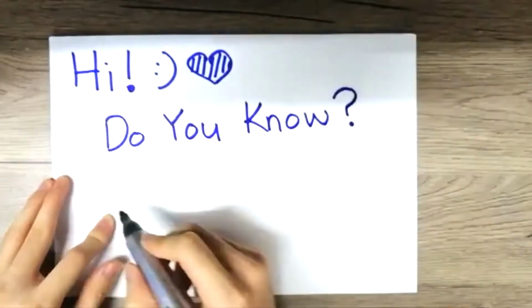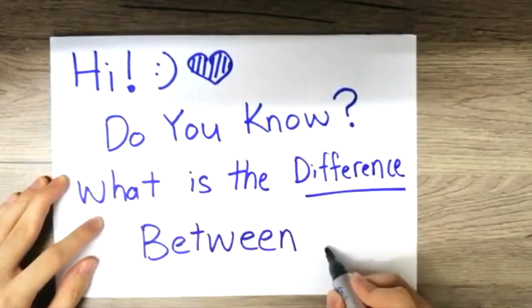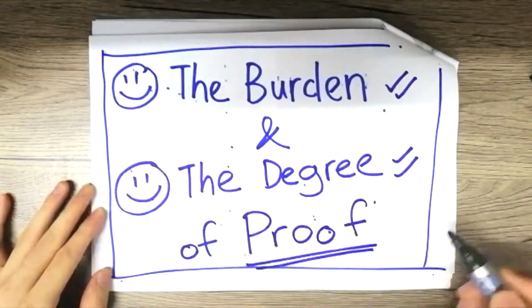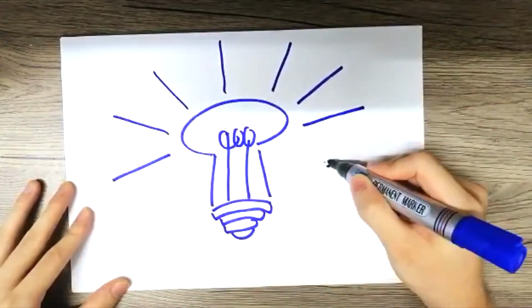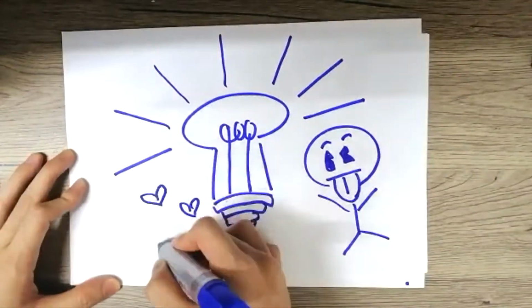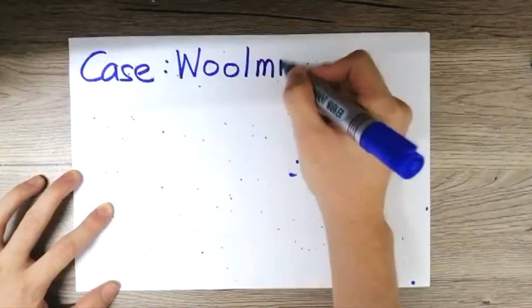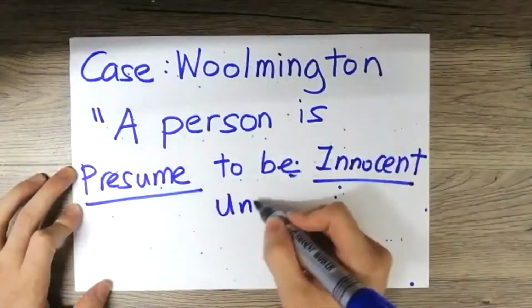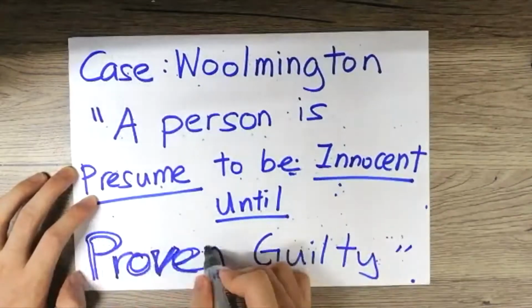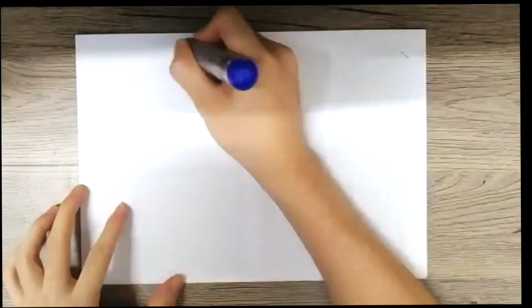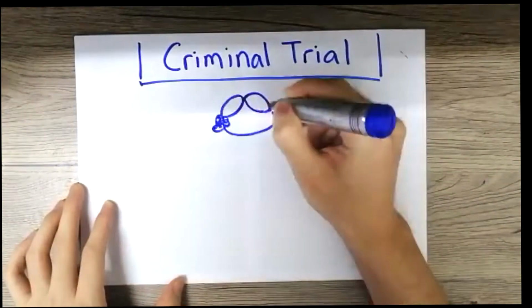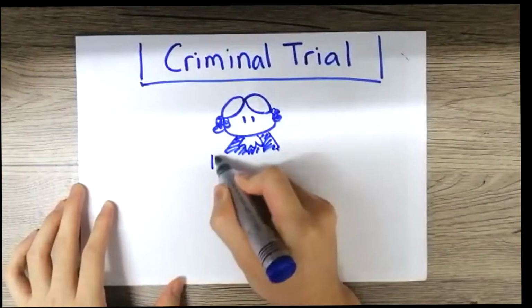Hi, do you know what is the difference between the burden and degree of proof? In order for us to understand what is burden of proof, we will come to see one of the most popular dictum that was held in the case of Wilmington. It says that a person is presumed to be innocent until proven guilty. In a criminal case, the prosecution has the duty to prove the prisoner's guilt.